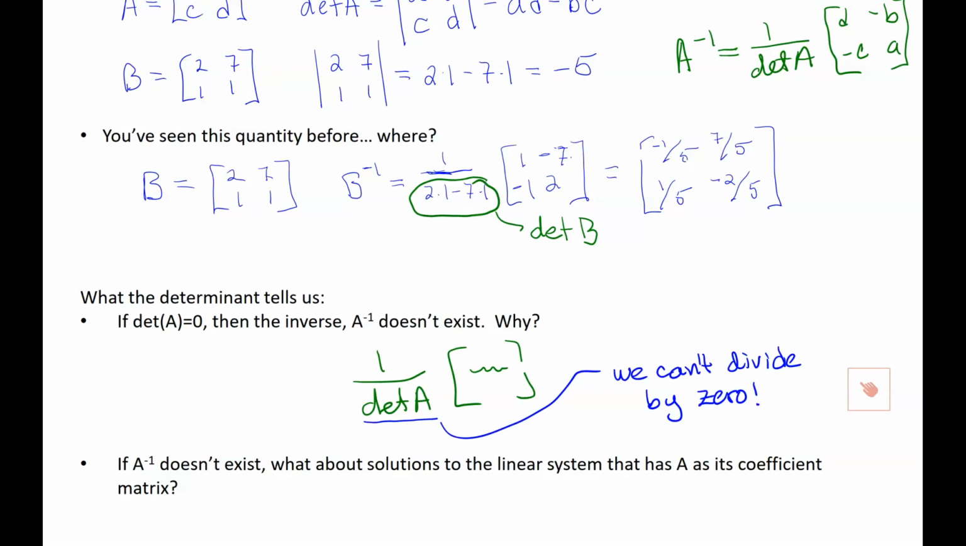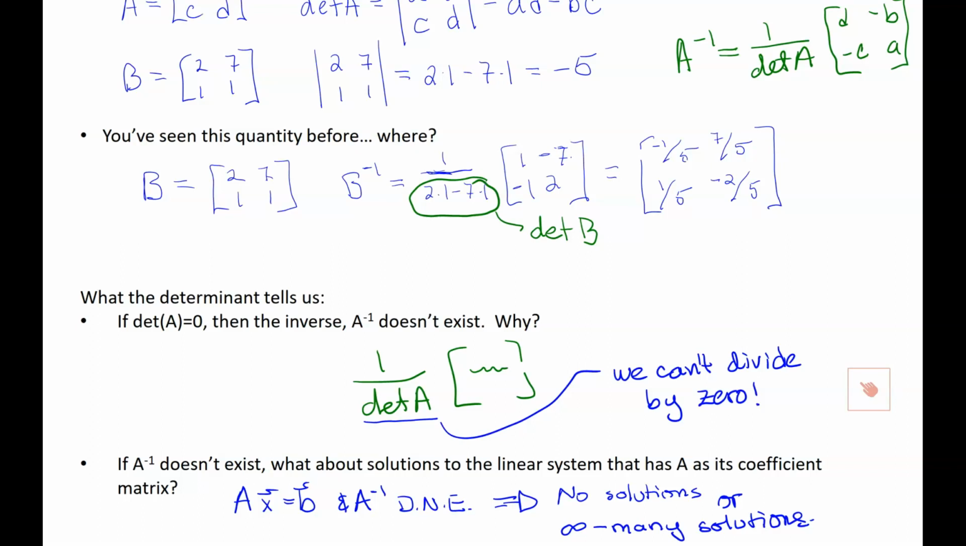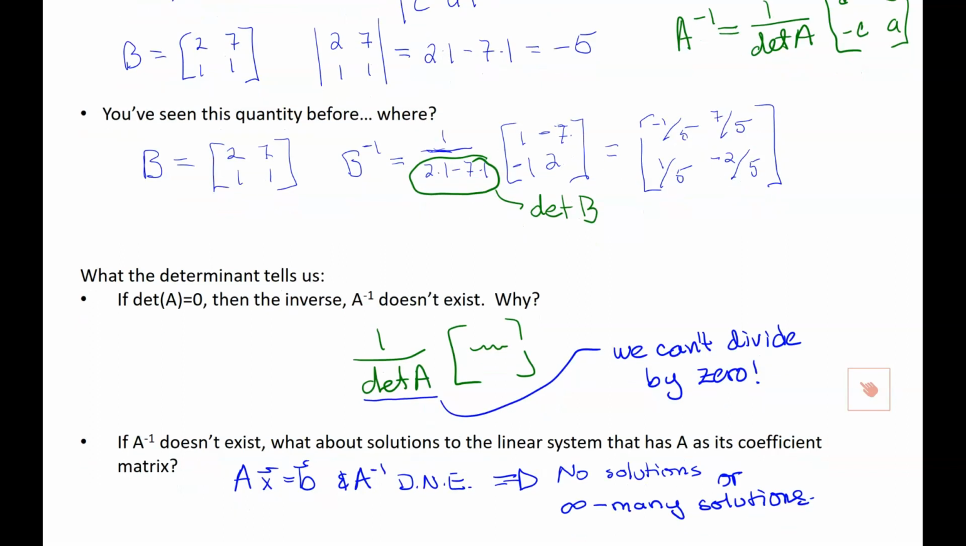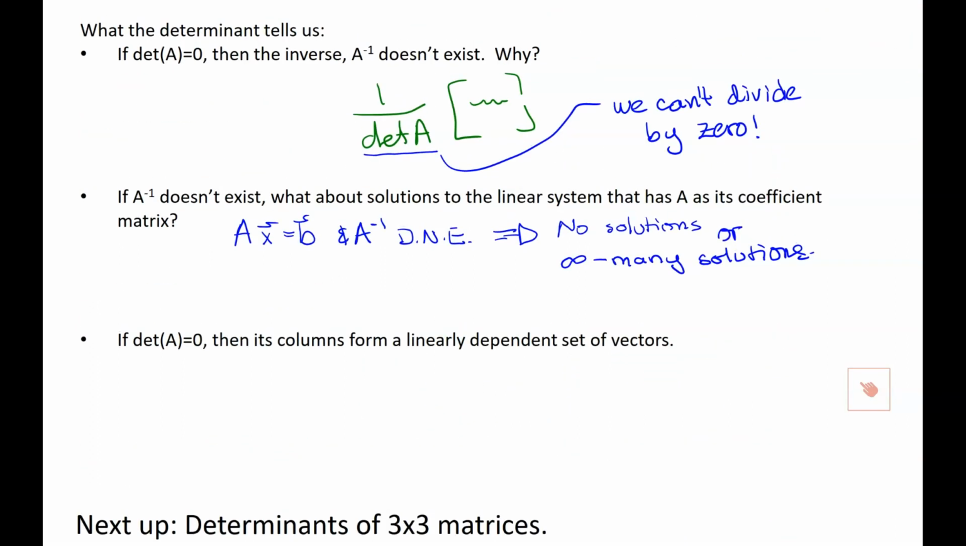And if A inverse doesn't exist, what does that tell us about the solutions to the linear system that has A as its coefficient matrix? Right, so let's remember that context. If AX equals B and A inverse doesn't exist, well, that means that that system either has no solution or it has infinitely many solutions. Now, one more thing that the determinant equaling 0 tells us about a matrix is that its columns, when considered as vectors, form a linearly dependent set.